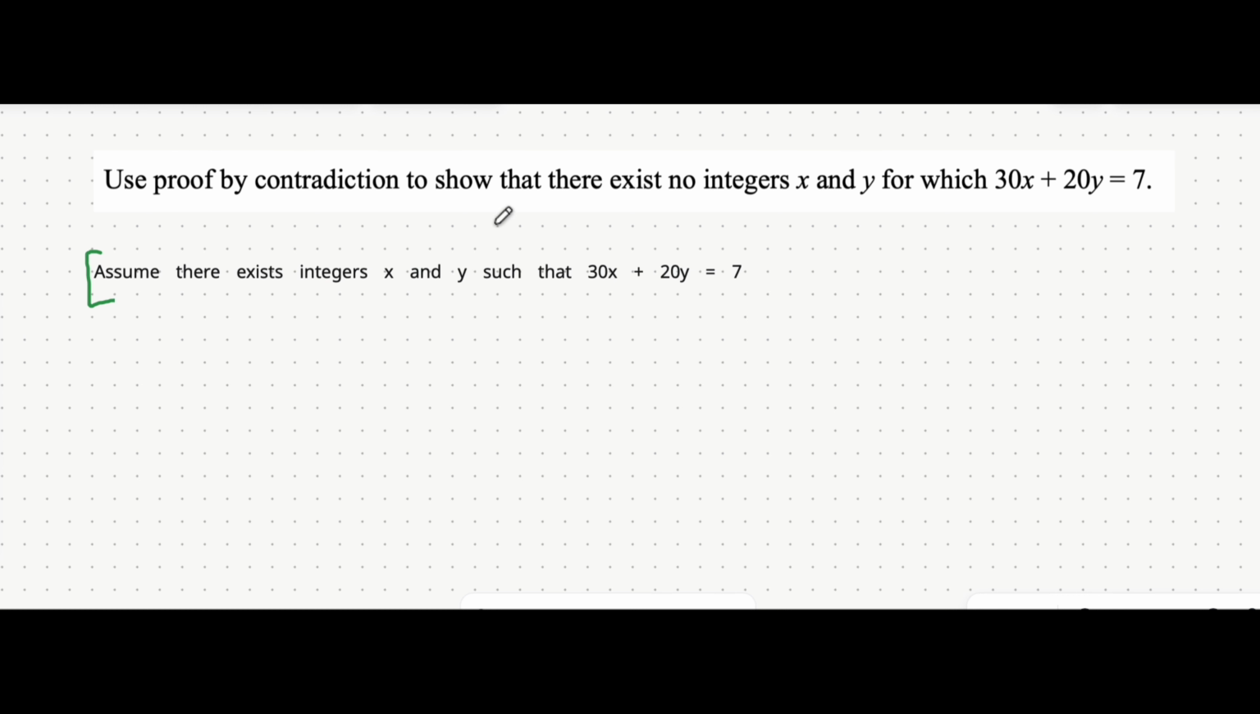If we assume that the opposite of the statement is true, then we want to focus on disproving this assumption, because that would mean that the original statement mentioned here has to be true, because it's either one or the other. So if we start by assuming that there actually do exist integers x and y for which this is true, let's now focus on disproving this assumption.